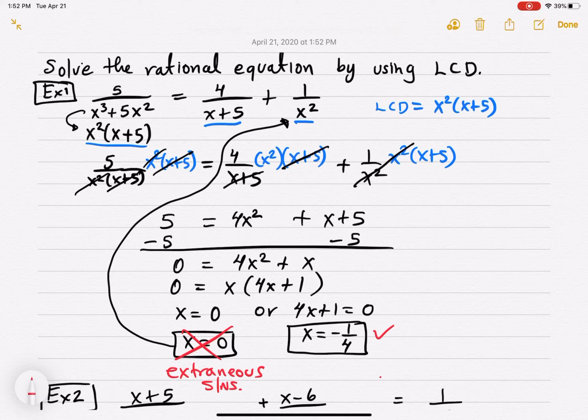Okay, so here's the first example: how to solve rational equations by the LCD method. The hardest part, again, I think, is finding the LCD. I want to do one more example. Hopefully this makes it easier for you to understand it.